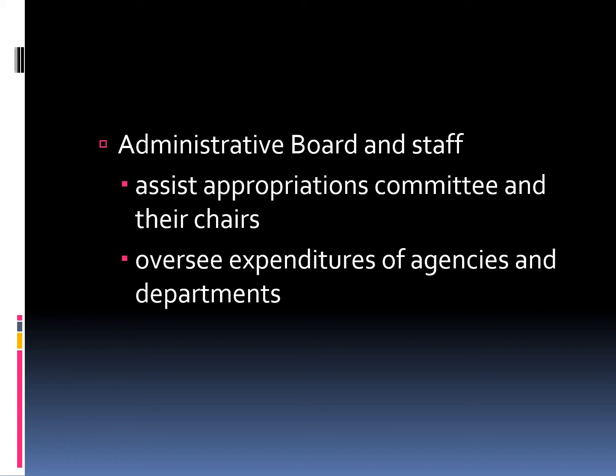And so what they do is assist the Appropriations Committee and their chairs in saying, these are the expenditures, this is how much you need to appropriate. And appropriate just means they need to be given this much money. You need to appropriate this much money. The other thing that they do is oversee the expenditures of agencies and departments. So they have, I think, monthly reporting cycles from each of the state agencies, where they're saying, you need to let us know how much you're spending.